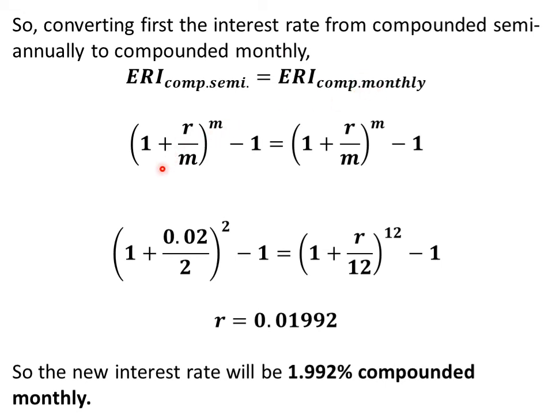So, with your formula, (1 + r/m)^m − 1 equals (1 + r/m)^m − 1. Of course, this side is the compounded semi-annually, and this side is the compounded monthly. For the compounded semi-annually side, you have 0.02 over 2 to the power of 2. And for the compounded monthly side, you need to find r, with 12 to the power of 12. So therefore, using your calculator, r is equal to 0.01992. Meaning, this will now be our new interest rate, which is 1.992% compounded monthly.